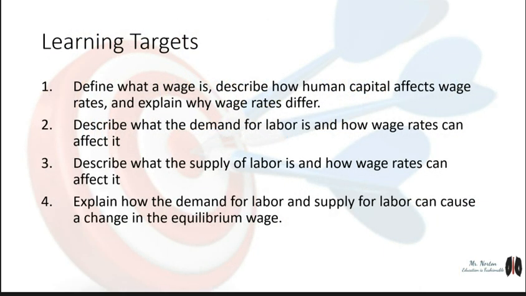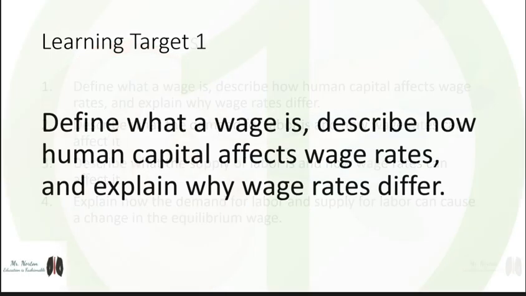Today, we're going to be talking about how wages are determined. I have 4 learning targets on the schedule for today. We're going to define what a wage is, describe how human capital affects wage rates, and explain why wage rates differ. Describe what the demand for labor is and how wage rates can affect it. We're also going to talk about the supply of labor and how wage rates can affect it. And then we're also going to explain how the demand for labor and supply for labor can cause a change in the equilibrium wage. First thing we're going to do today is take care of learning target 1.